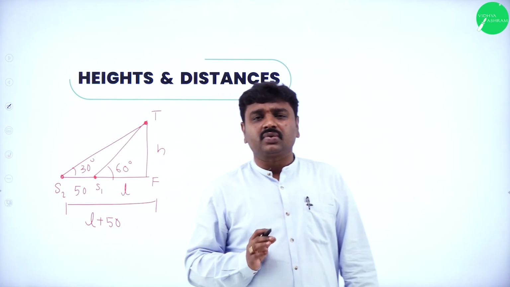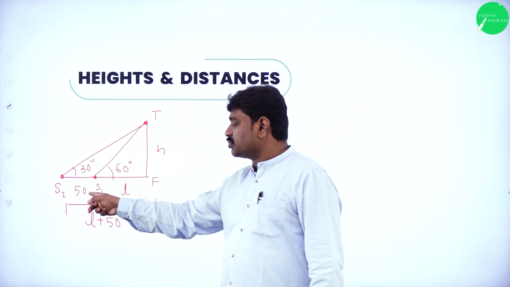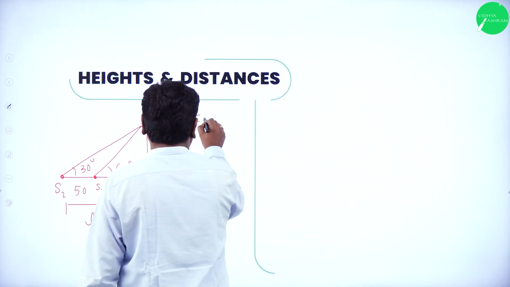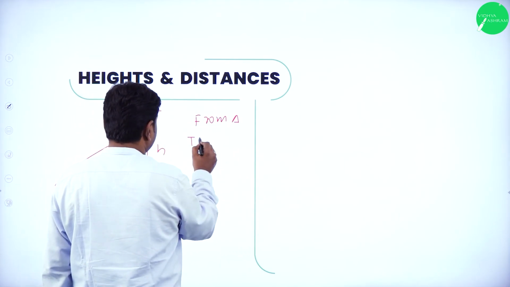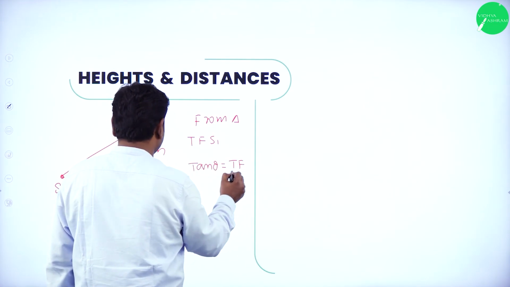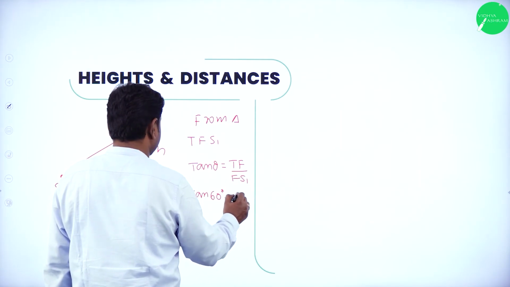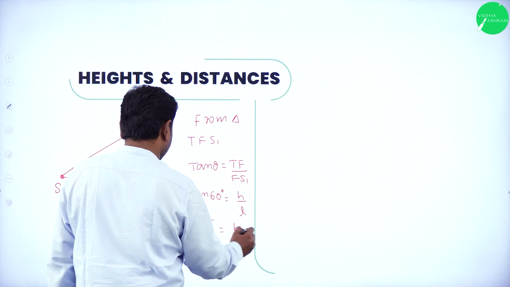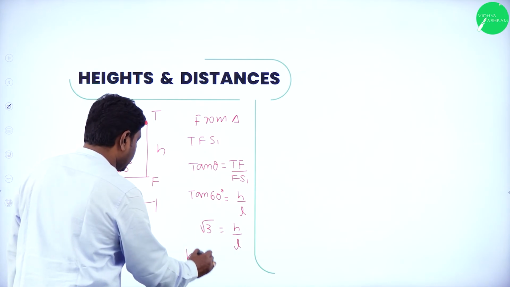See, dear students, reading the question and converting it into a diagram is important. So when it is 30 degrees, the length increases by 50 meters. So L plus 50. Now from the first triangle TFS1, tan theta is equal to TF divided by FS1. Tan 60, TF is h divided by FS1 is L. Tan 60 is root 3, so root 3 equals h divided by L. And from this you can get h. h is L root 3.